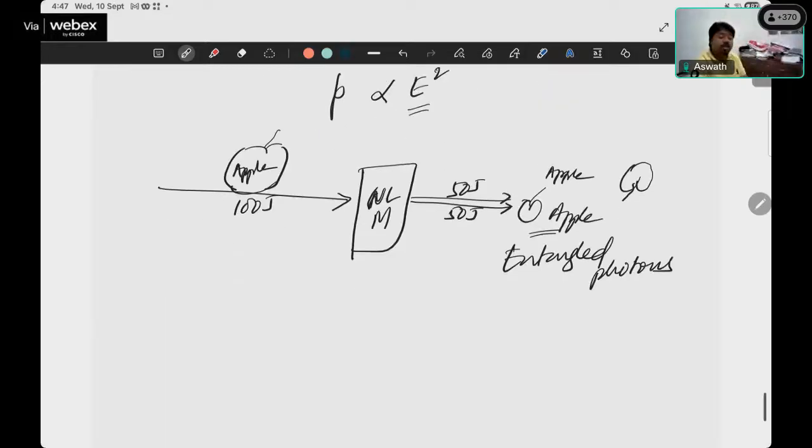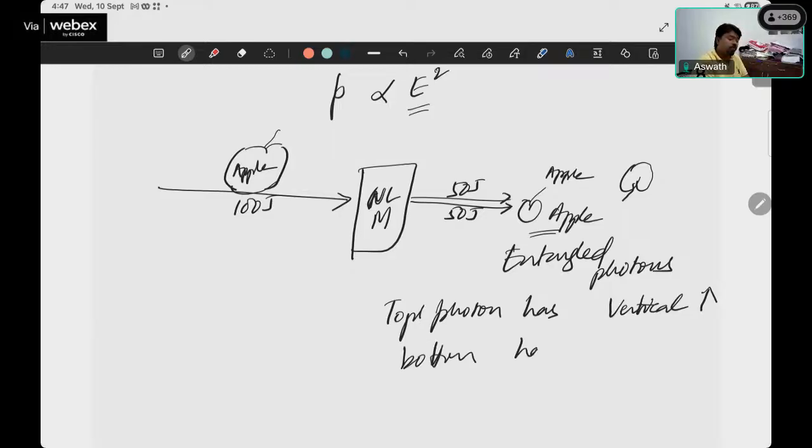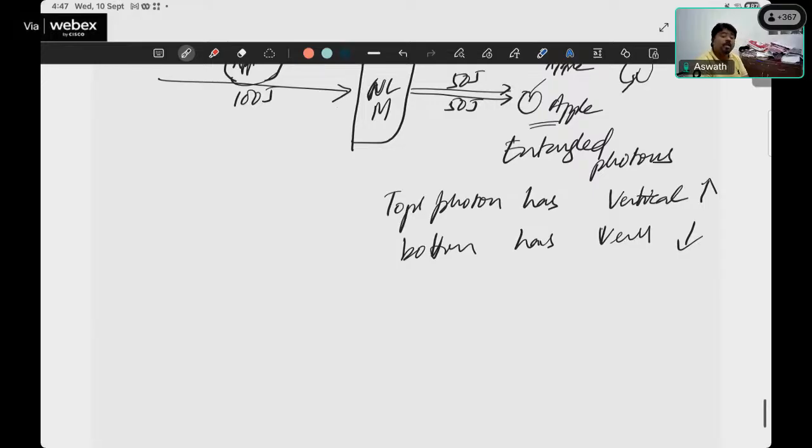You can have a spin or a polarization of a photon. So the top photon has, let's say, vertical polarization, up, and the bottom one will have maybe downward polarization. They are oppositely polarized. So this is how nonlinear crystals play a role, and using a nonlinear crystal, you can create entanglement.